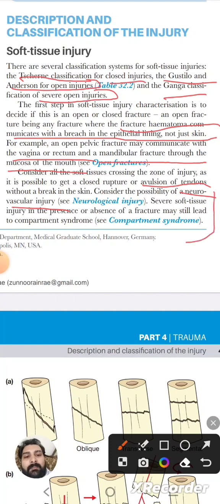And compartment syndrome can even occur in the absence of a fracture when there is very severe soft tissue damage. Usually it is thought that compartment syndrome occurs with a fracture, but it can also occur in the absence of a fracture when the soft tissue trauma is very high.